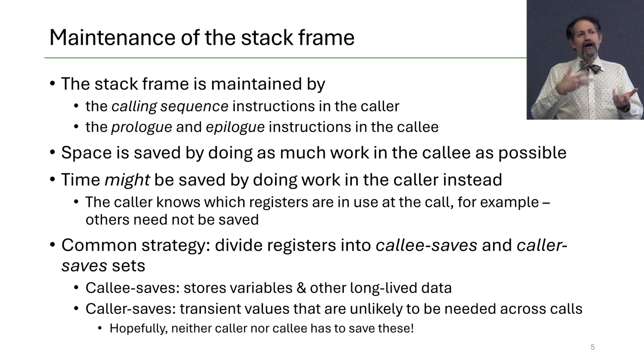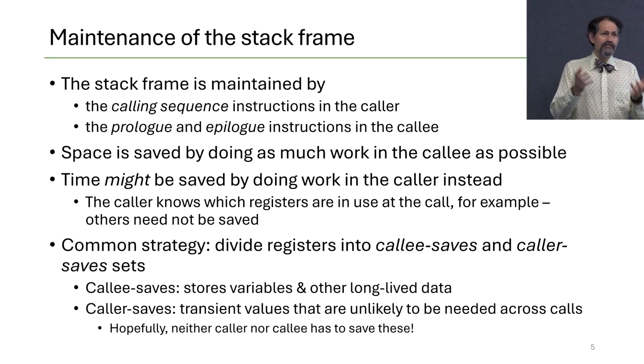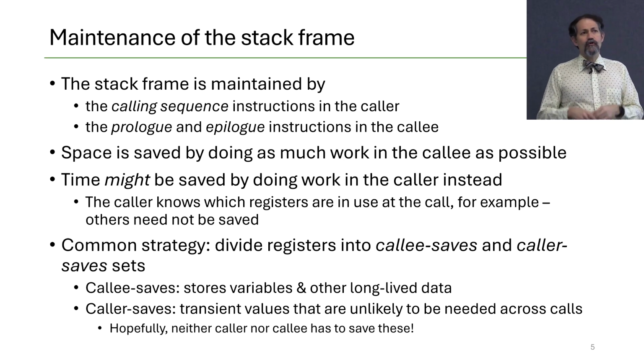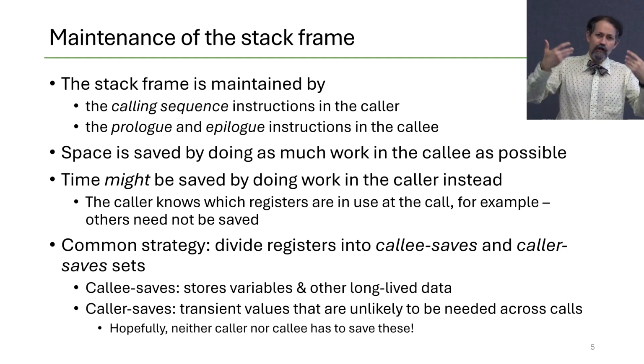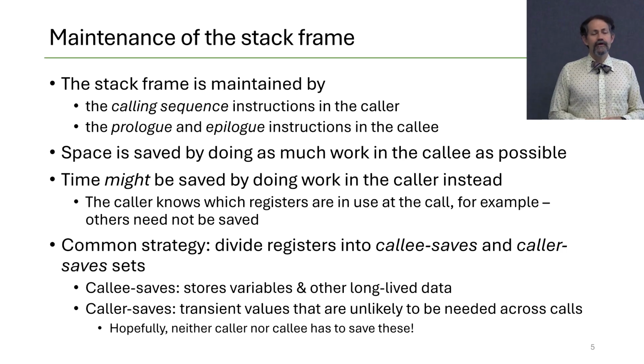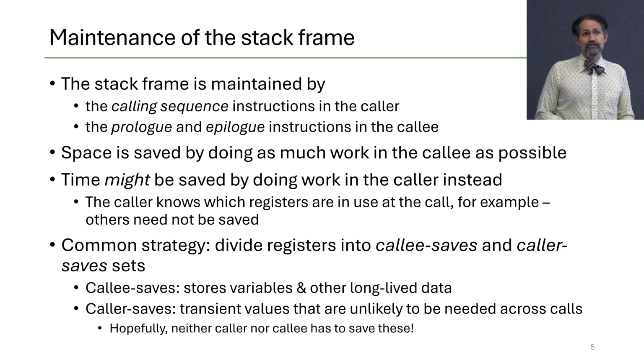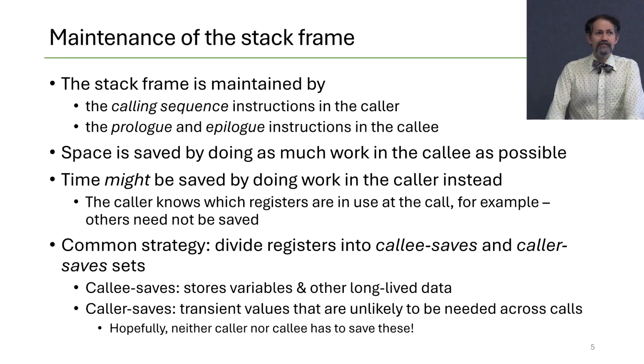Now, there's a little bit of a trade-off between doing things in the calling sequence and the caller versus the prologue and the epilogue of the callee. In general, we can save code space by doing as much work in the callee as possible, because that work will be reused across all calls to the callee. On the other hand, we might save execution time by doing some work in the caller instead.